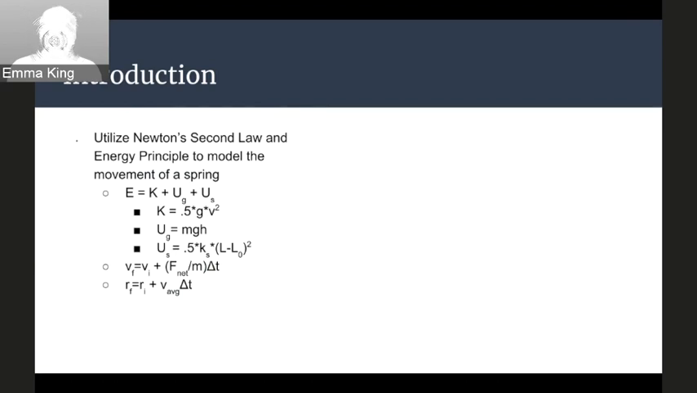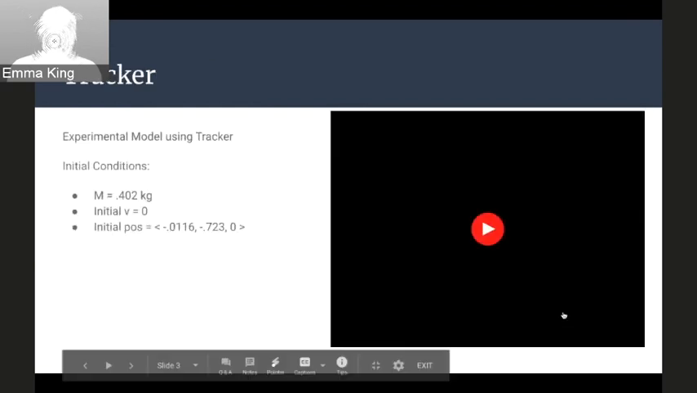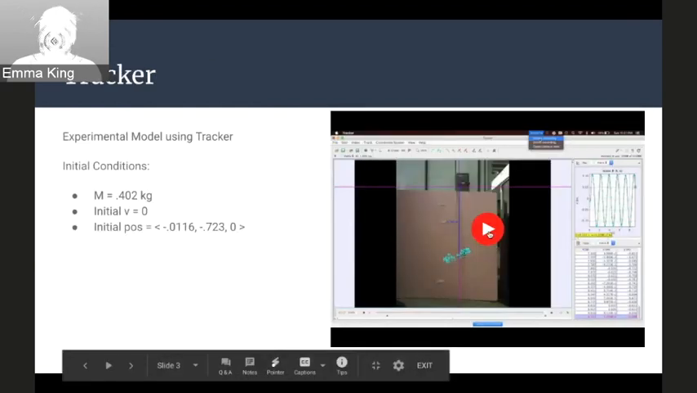And then we use Newton's second law, which we've used a lot, which is Vf equals Vi plus F net over m delta T. And then we have final position equals initial position plus the average velocity times T. So this was my model in Tracker.